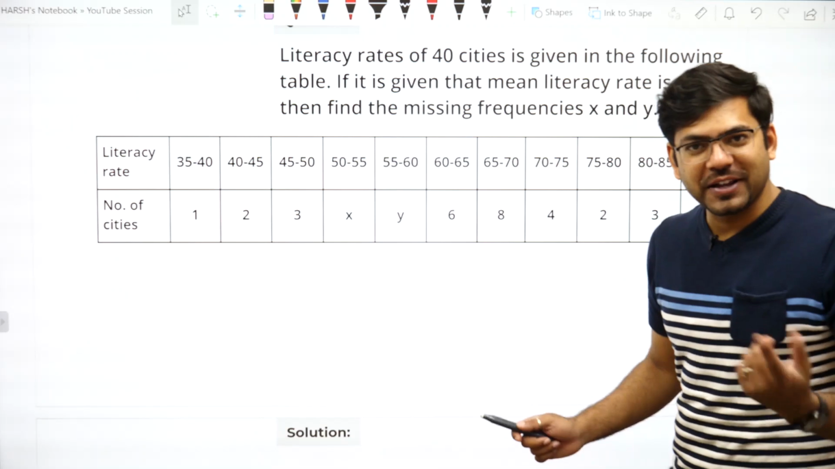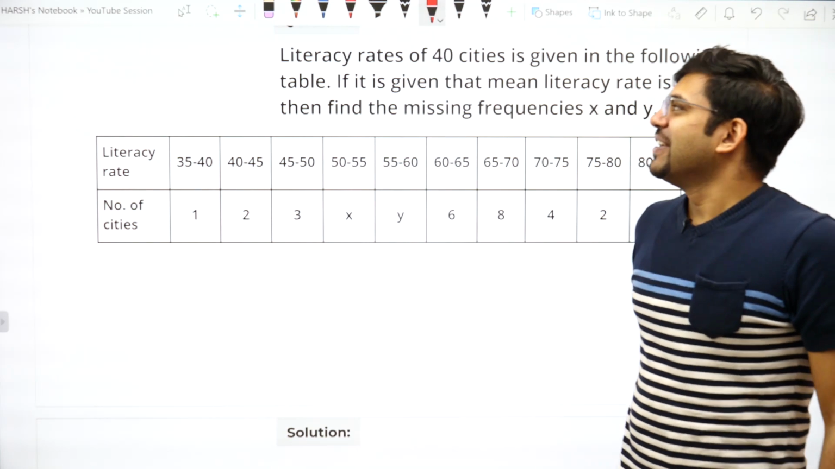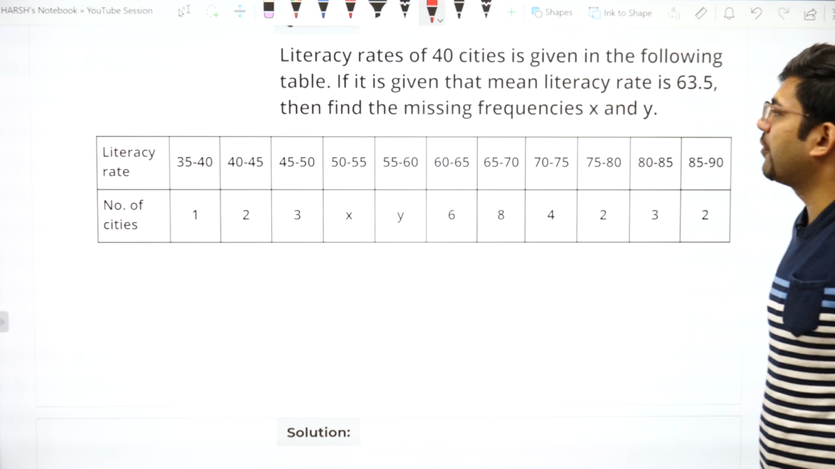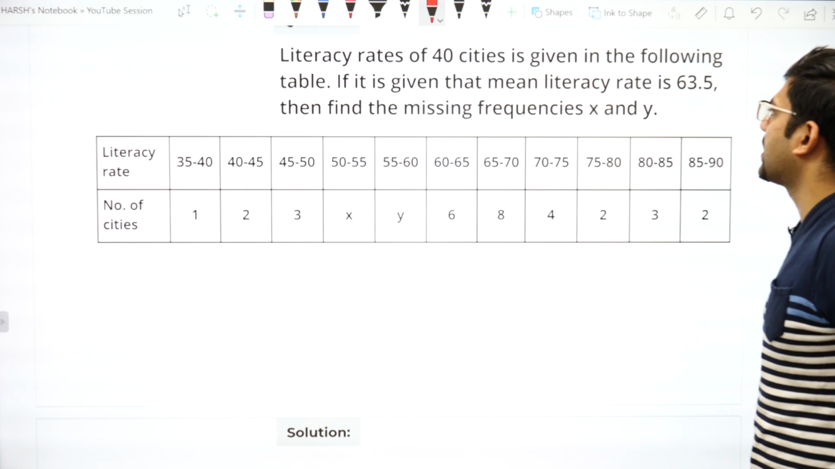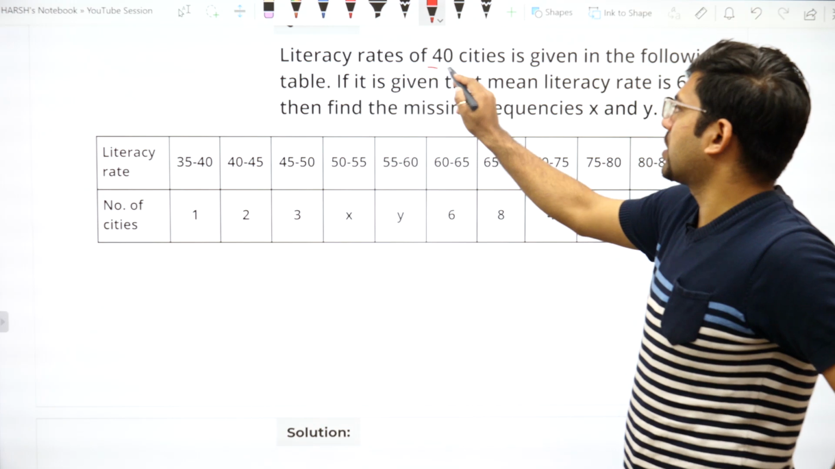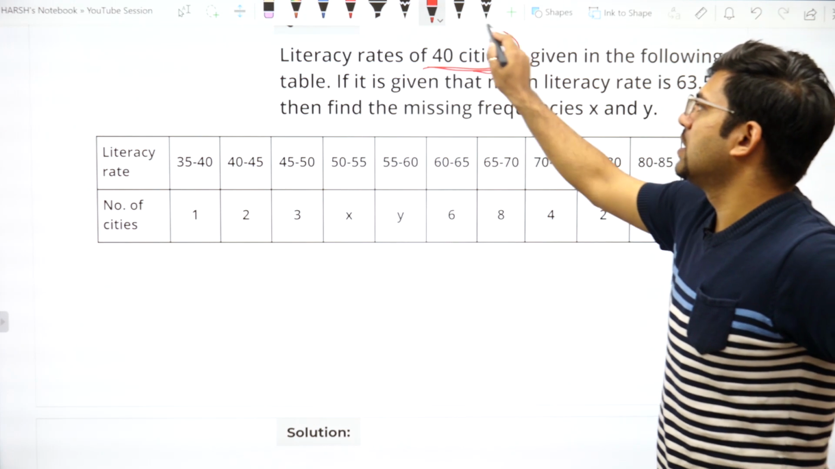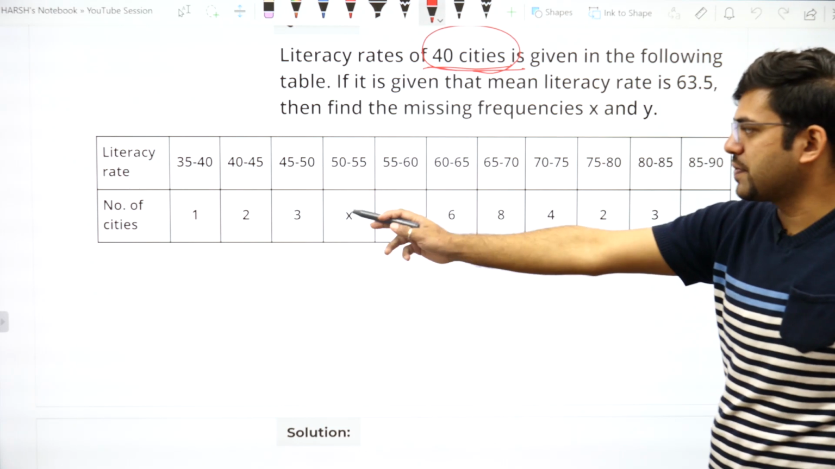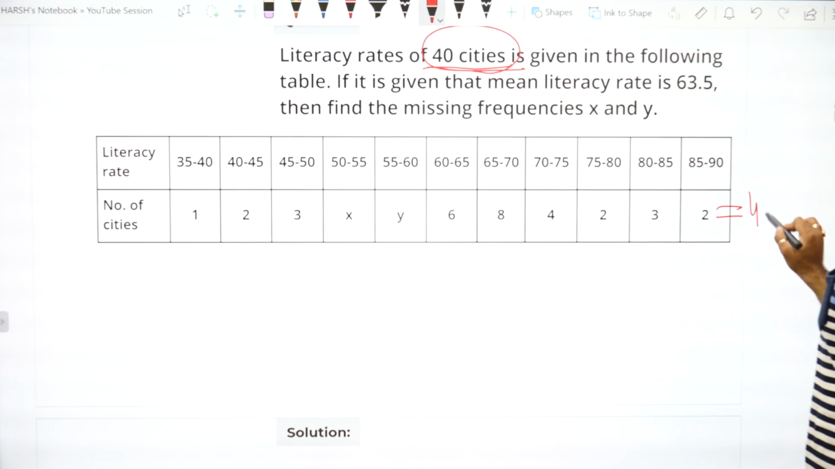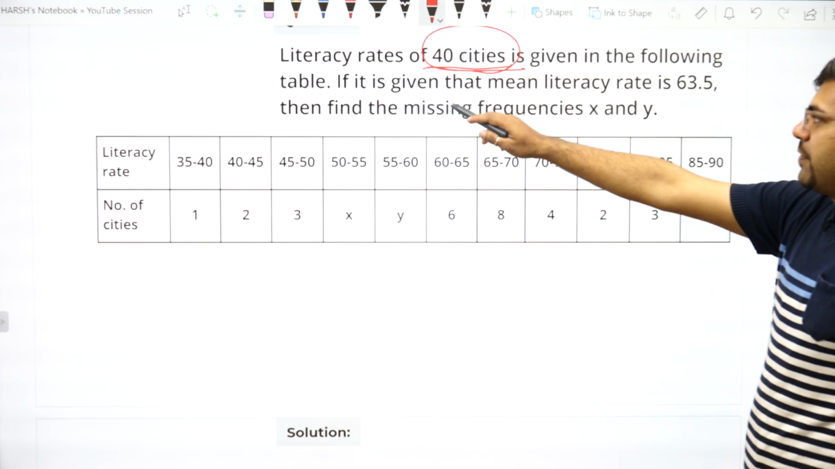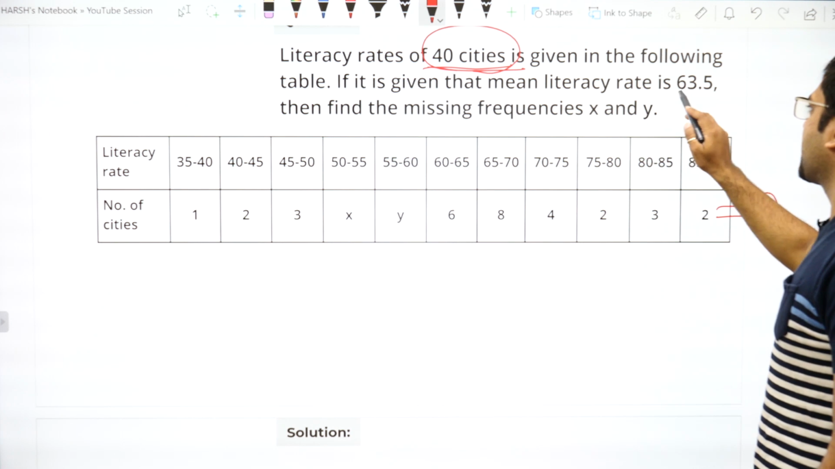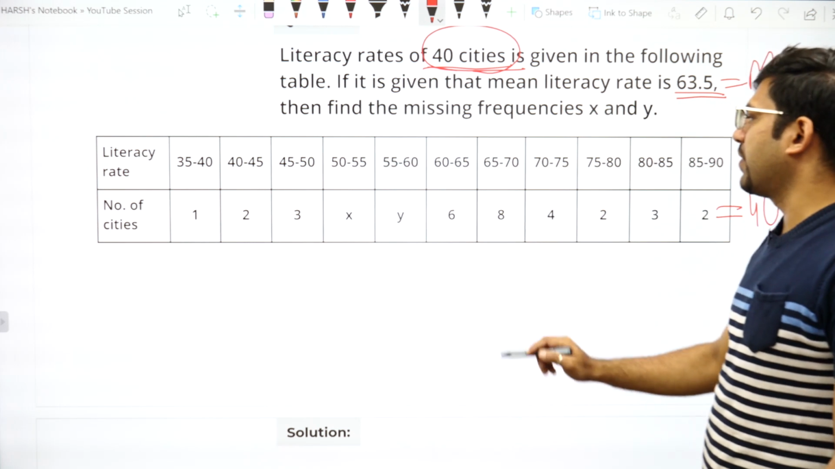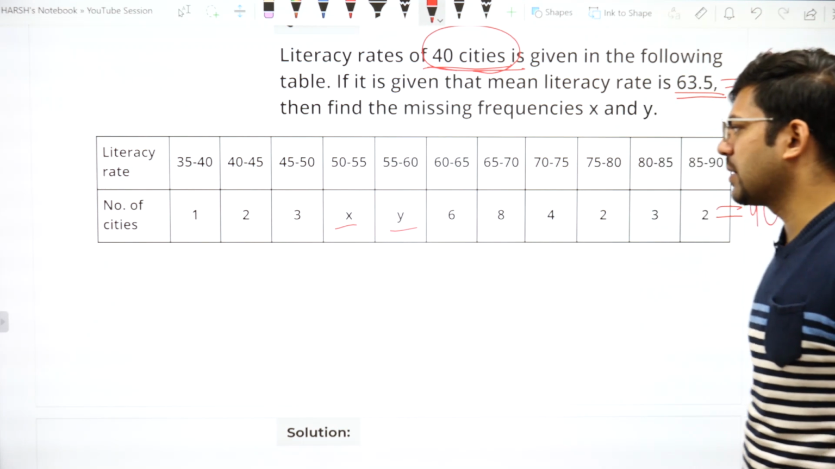Literacy rate. Starting with the literacy rate itself. The literacy rate of 40 cities is given in the following table. Literacy rate of 40 cities means the sum of frequency is 40, the total number of cities. It is given that the mean literacy rate is 63.5. Then find the missing frequencies. This is the missing frequency, this is the missing frequency.